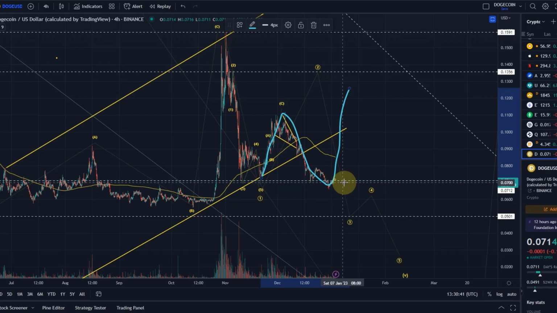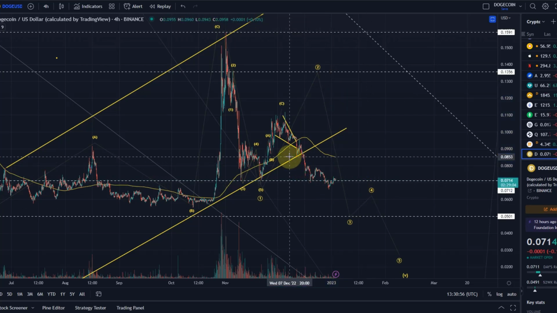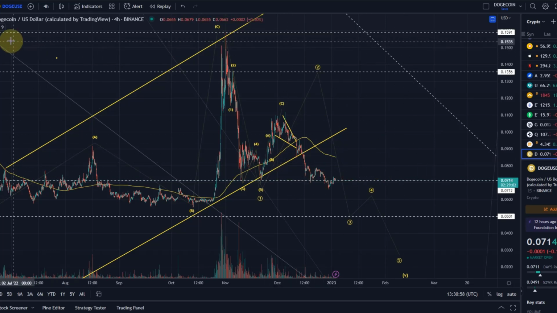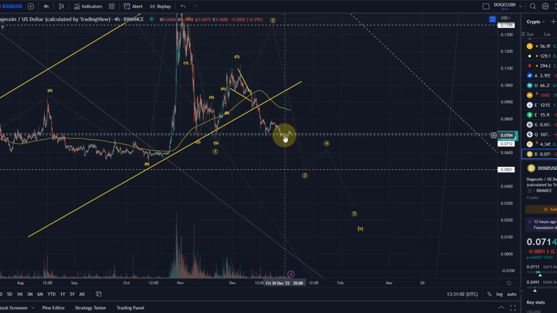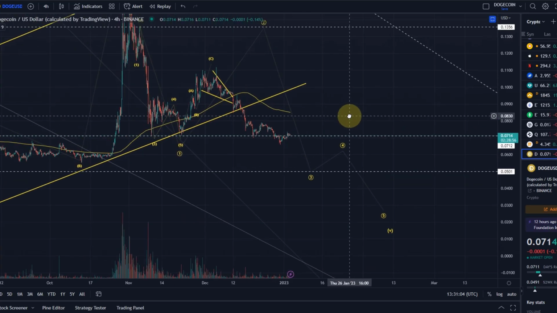So if we see any impulsive price action to the upside from here, my view would not be that this is the end of the bear market. It would rather just be a C wave in a larger wave two, which would eventually sell off further. The only reason I say that is that we still have this possibility on the BTC and ETH charts. Matic might do this as well, but Doge isn't really doing much, so I don't think we're gonna see this.